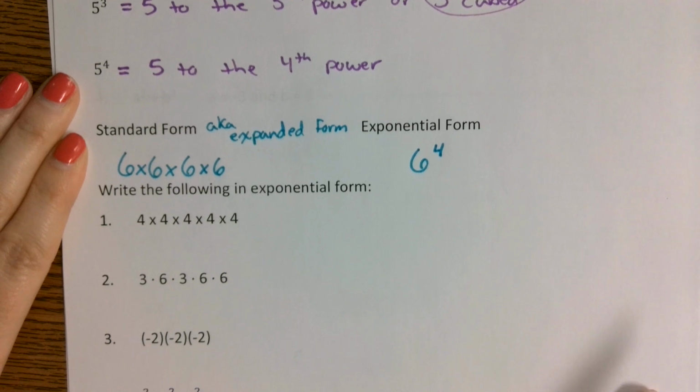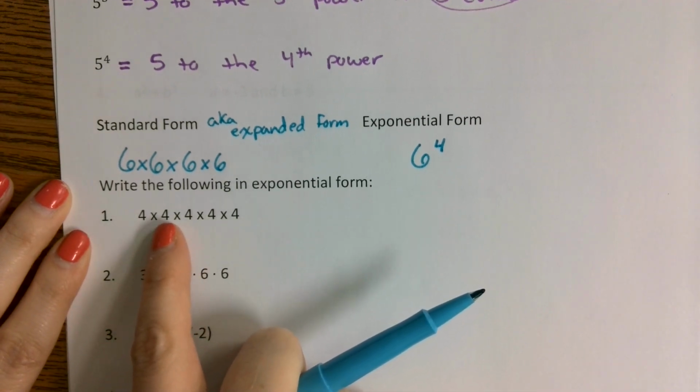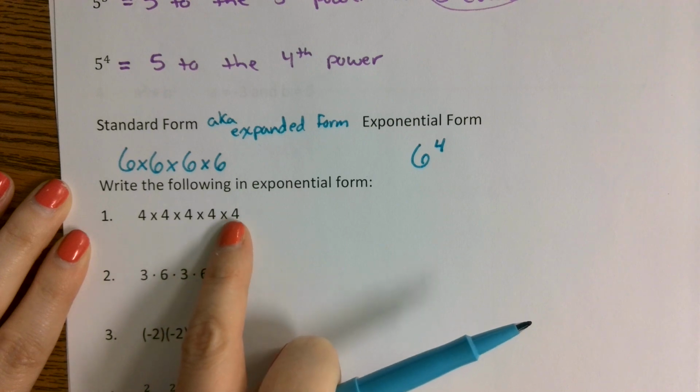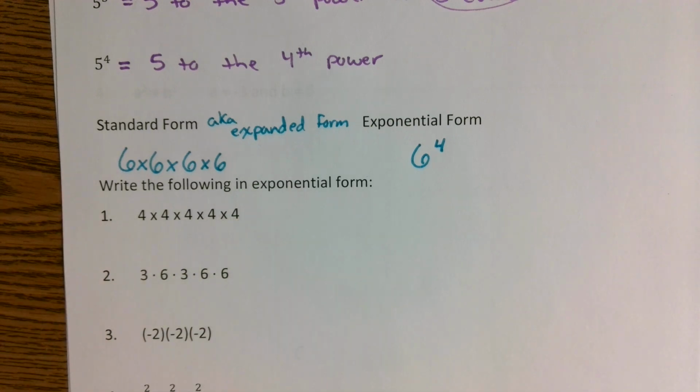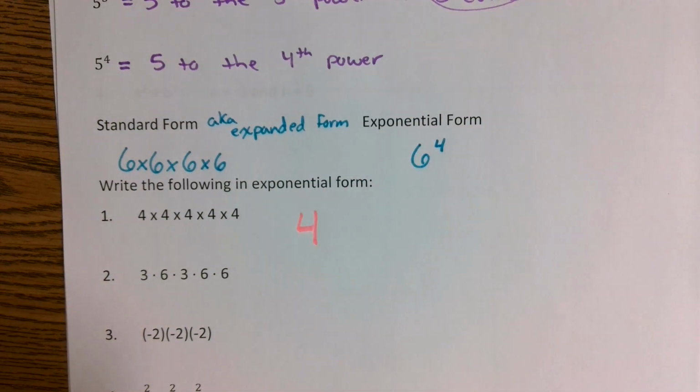Okay, so let's go ahead and take a look at problem number 1. Problem number 1, we have 4 times 4 times 4 times 4 times 4. When I want to write that in exponential form, my base is 4, my exponent is what? 5. So we have 4 to the 5th power.